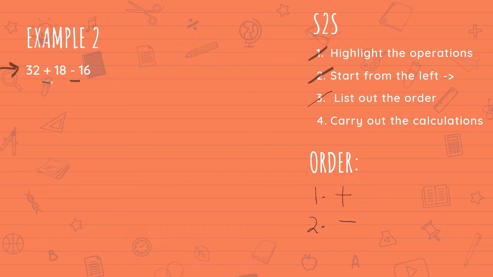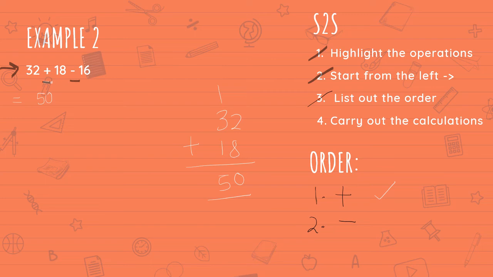So that is step 3. We have done listing out the order. Now we carry out the calculation. So we have equal to 32 plus 18. 2 plus 8 is 10. 1 goes up. 1 plus 3 is 4. 4 plus 1 is 5. The answer is 50. So we are done with addition.